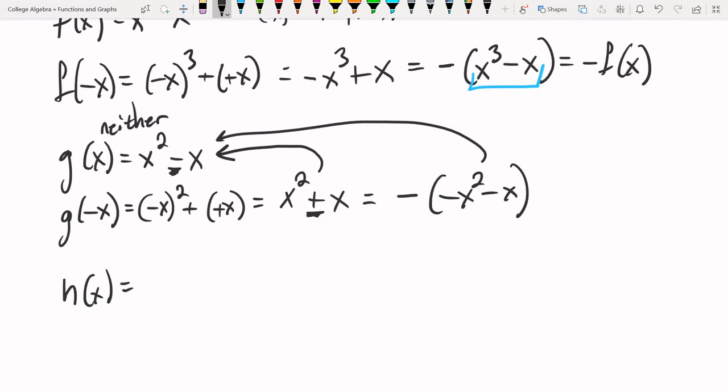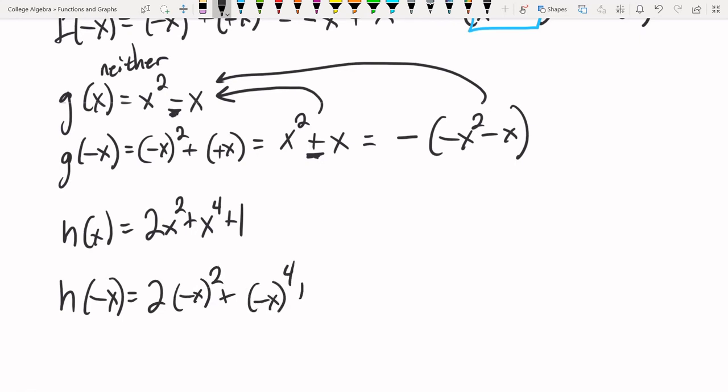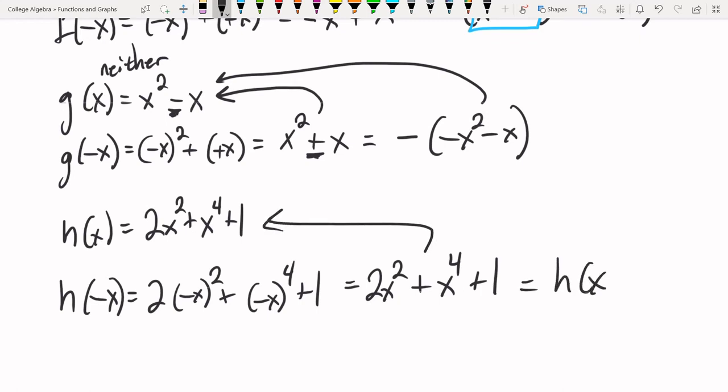Okay. H of x equals 2x squared plus x to the fourth plus 1. Let's plug in negative x. Get 2 times negative x squared plus negative x to the fourth plus 1. Simplifying this, negative x squared is just going to be x squared. Negative x to the fourth is going to be negative x times negative x times negative x times negative x. All the negatives cancel. And we get plus 1. But this is the exact thing we started with. Therefore, it is h of x. So h of negative x equals h of x. This has even symmetry.